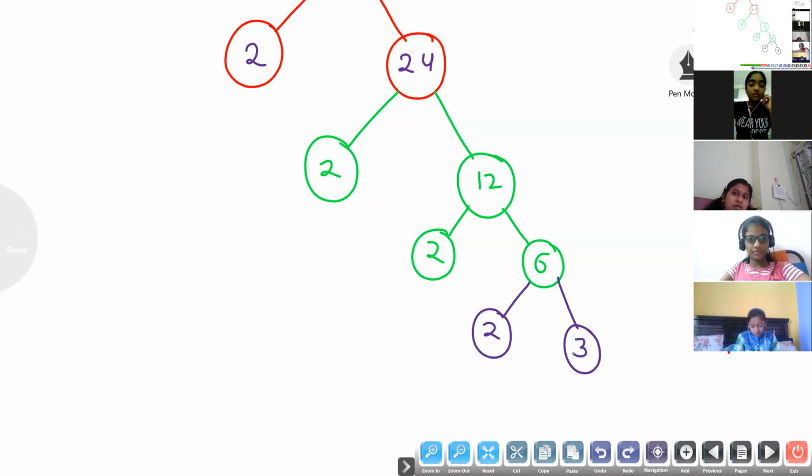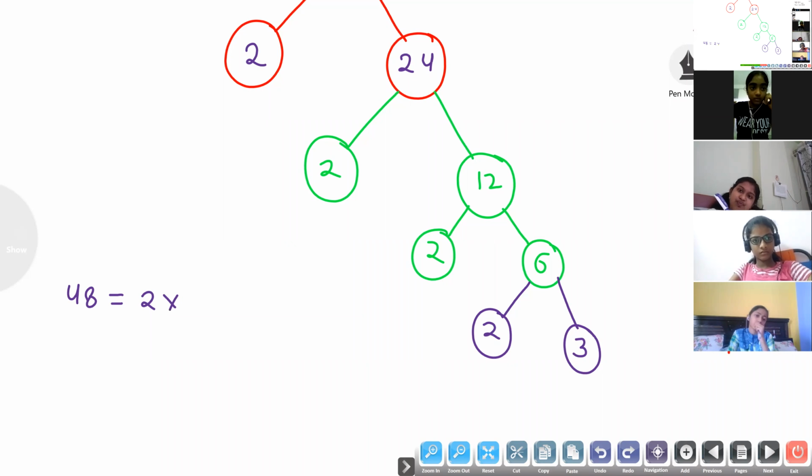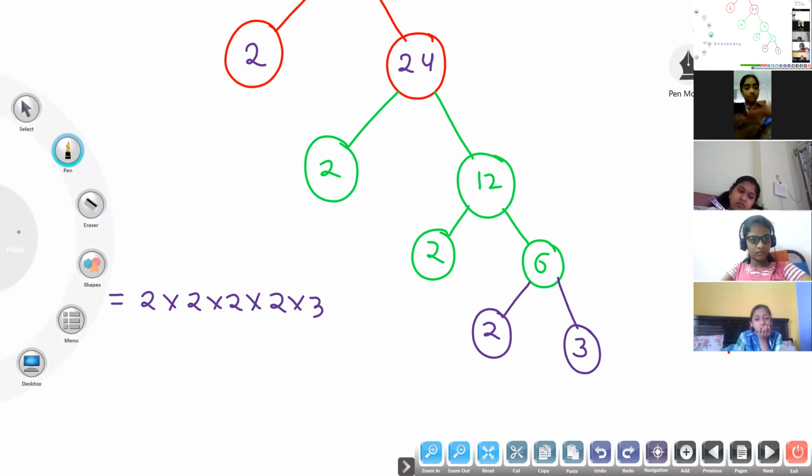Now what is the final answer? This is not the final answer. 48 is equal to 2 times 2 times 2 times 2 times 3. This is the final answer. Draw everyone this figure.